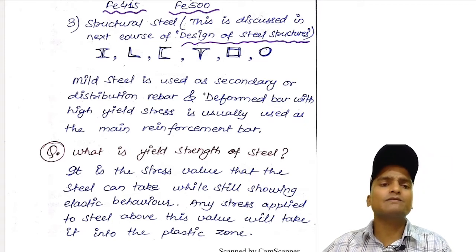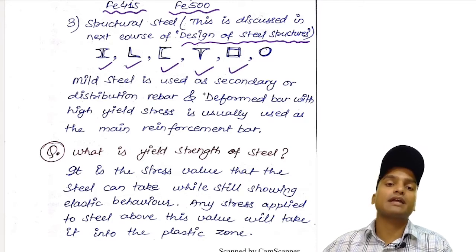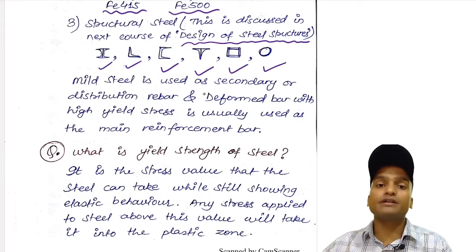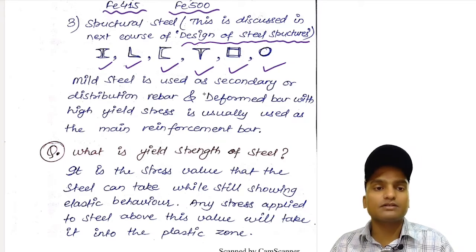And we use different types of steel like I shape, angle shape, channel shape, T shape, hollow rectangular shape, and solid cylindrical shape. These are the different shapes of structural steel.